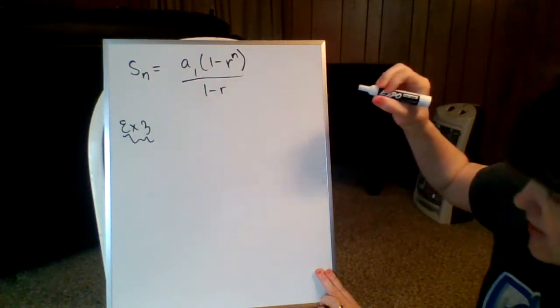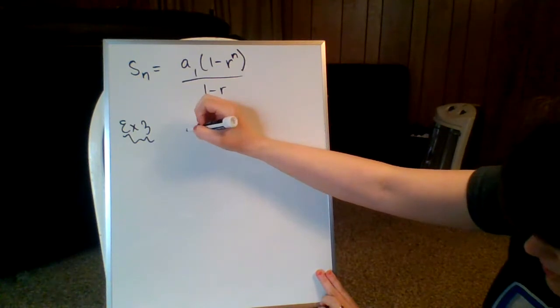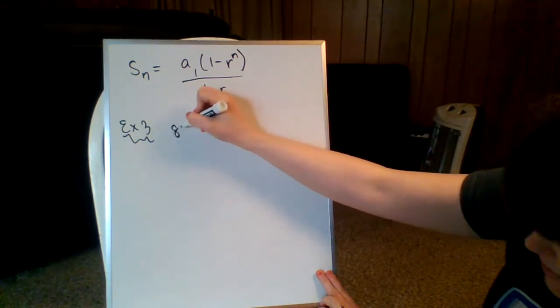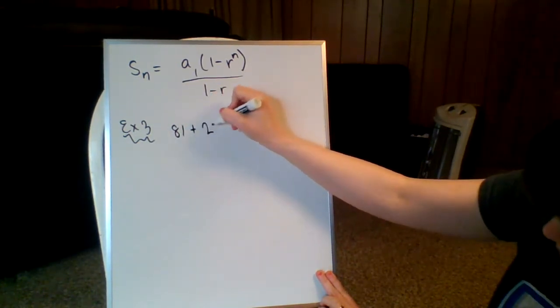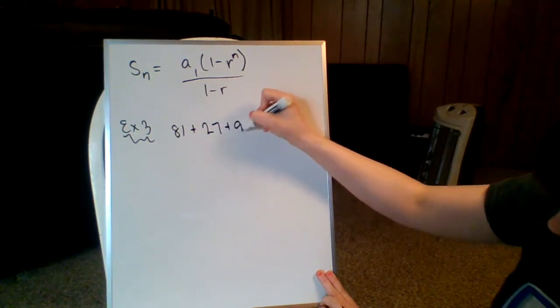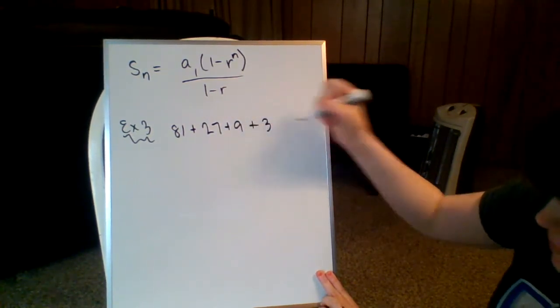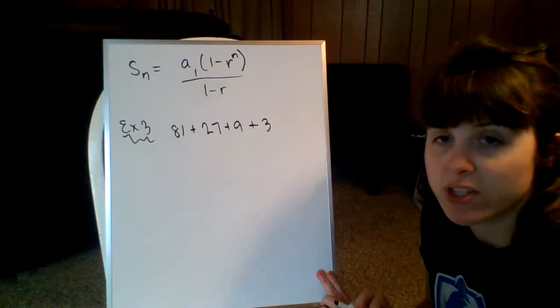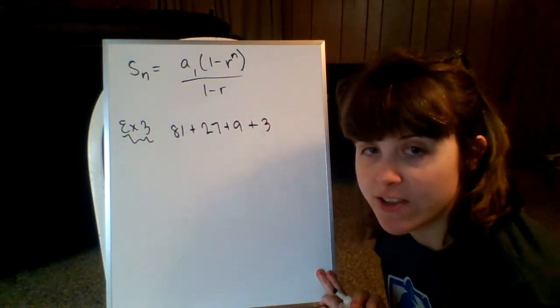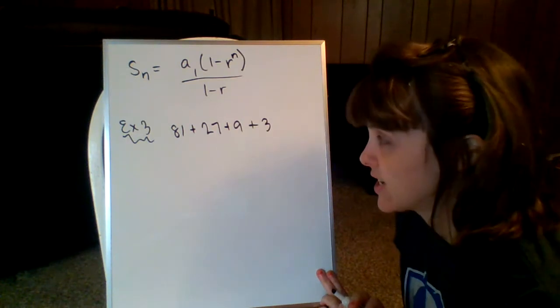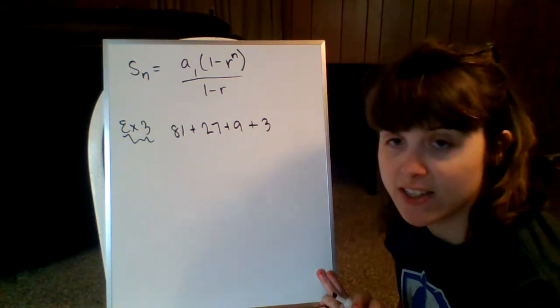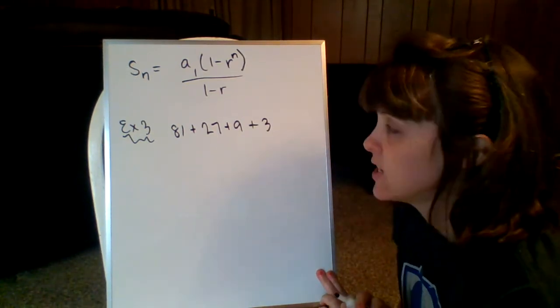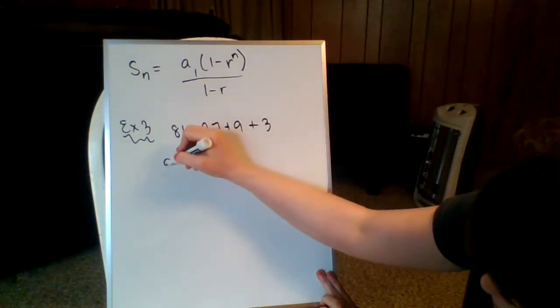Okay, so it says, find the sum of the geometric series 81 plus 27 plus 9 plus 3. Okay, so I need A1. So what is the first number of this list? Even though they're being separated by plus signs, we can still think of it as a list, a geometric sequence. So A1 is 81.